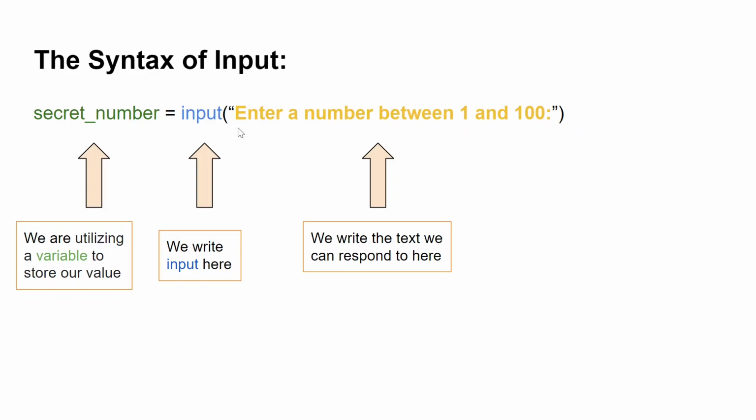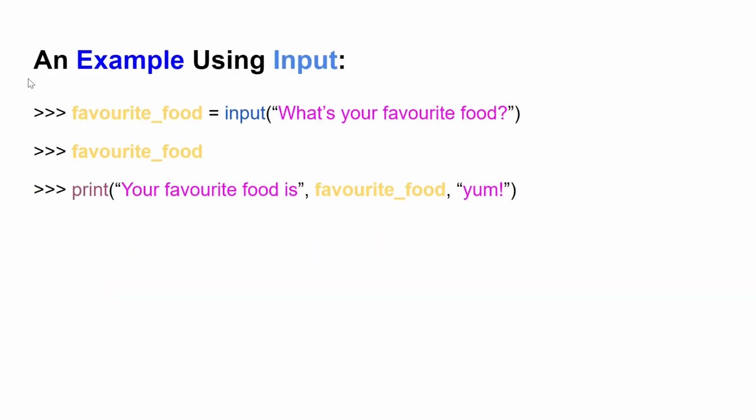So when we run this, it will ask us to enter a number between 1 and 100, and we can actually respond to it by typing in a number between 1 and 100. So here's an example using input.